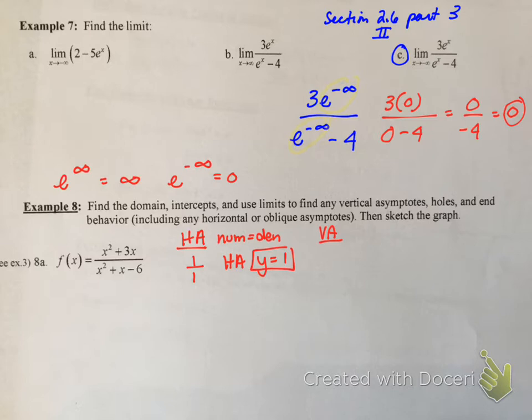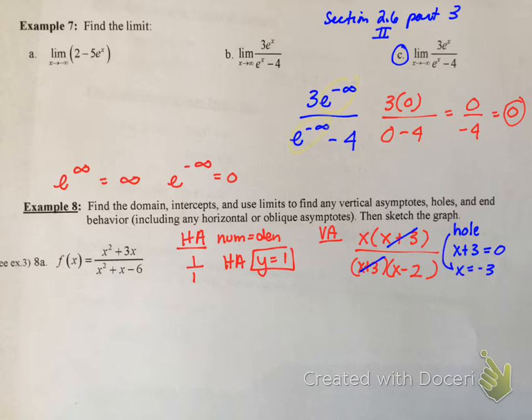So when we do vertical asymptotes, it's best to factor things out. So if I take an x, the GCF of x, out of the numerator, I get x plus 3, and the denominator factors into x plus 3 times x minus 2. Okay? When I look at this, I see that the x plus 3's cancel each other, so that tells me that I have a hole. When the binomials cancel each other, you get a hole when this equals 0. So we know that x equals negative 3. There's a hole there. Okay?